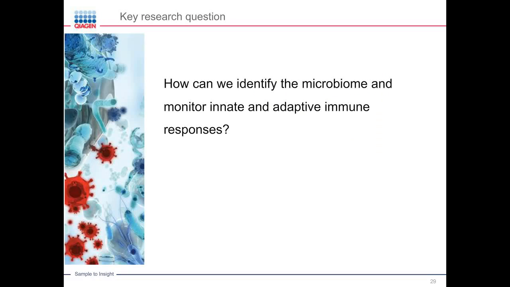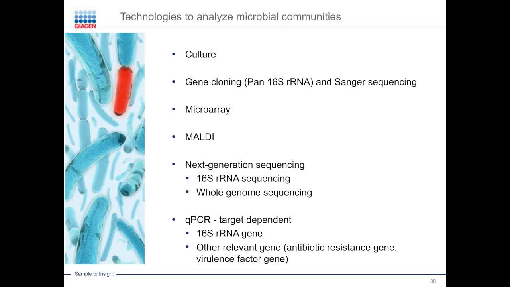Now that we use a certain technology to isolate the microbe, isolate your DNA or RNA, whatever you are going for, the question is, how can we identify or monitor these? And there are different technologies, right? Either you can culture something, or you can clone something. You can do microarrays. You can do MALDI. You can do NGS. Or you can do qPCR. It can be any of these technologies that can be used to identify the microbes.